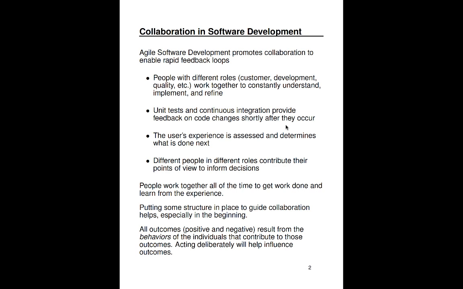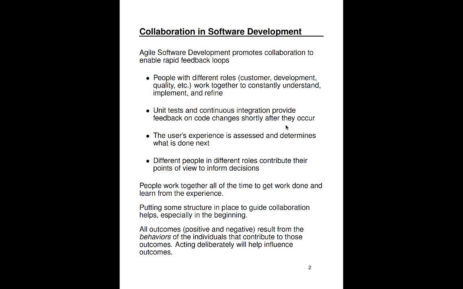And so in Agile software development, different people in different roles contribute their points of view, their knowledge, and their passions to inform the decisions and what to do next. So people work together all the time to get work done and to learn from the experience so they can do more work later even better.